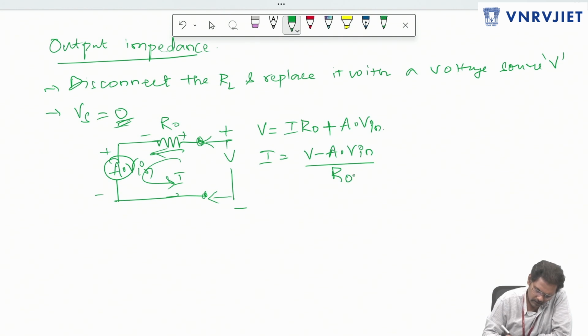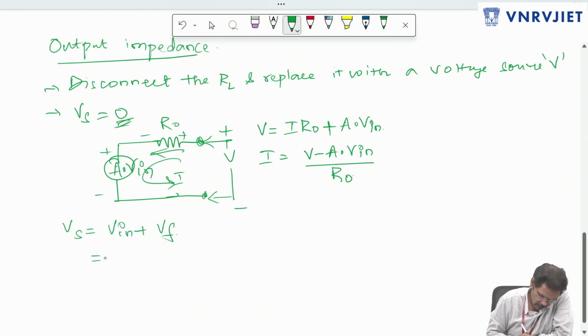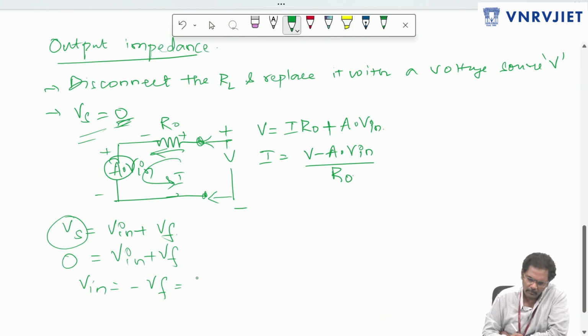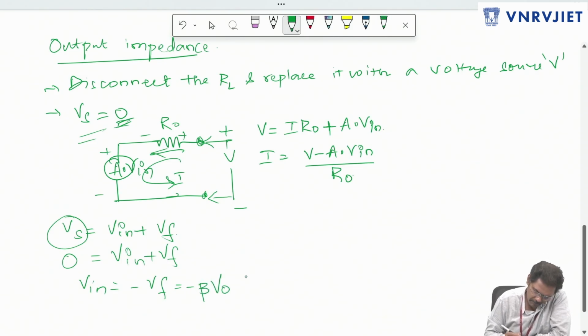Now based on this I'll write I is equal to V minus A times Vin divided by Ro, right? Now see, I know that the Vs value is equal to Vin plus Vf, right? We have seen that. Now I made Vs equal to 0, so this becomes 0. So Vin value is equal to minus Vf. So what is minus Vf? Minus Vf in my case here is beta times Vo, but anyway we are considering V here, so the Vo will be replaced by V. So it's going to be minus beta times V.